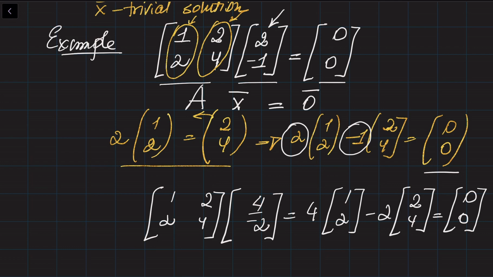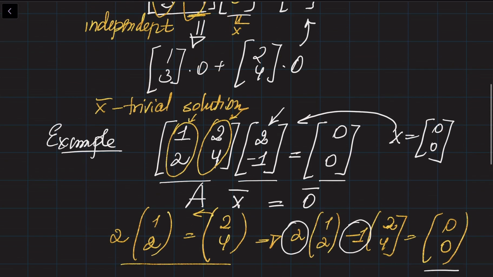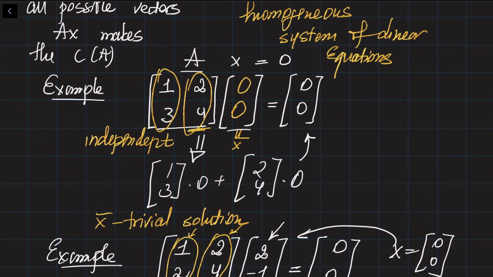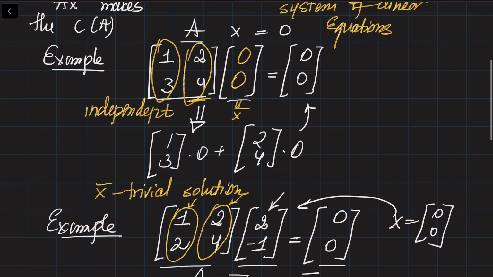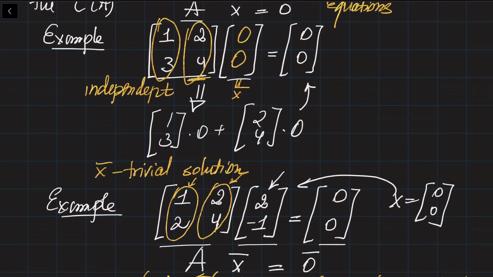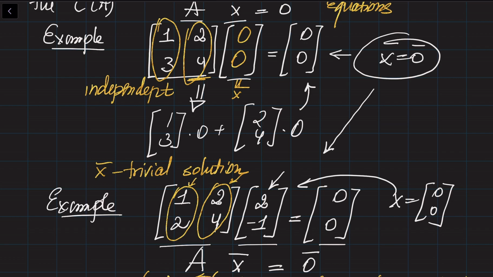So you see, if there is a non-trivial solution, then a homogeneous system of linear equations is going to have infinitely many solutions. So by the way, the 0 vector is also going to be a solution here, right? So no matter whether the columns of the matrix are independent or dependent, this solution, x equal to 0, exists in both of the cases, right? So it exists here and it exists here.